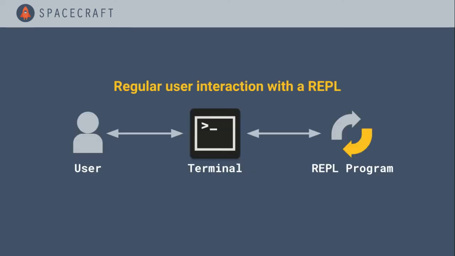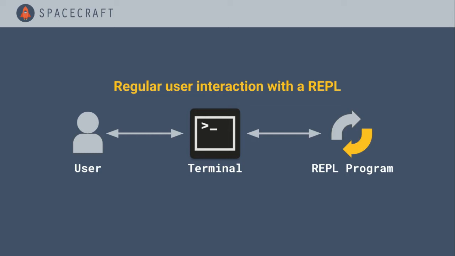To just recap what I just said, we can expect a regular user interaction with a REPL to look something like this. Let's say you're spinning up IRB, you will enter some command into the terminal, and the terminal will send the input to the REPL program, which is IRB. The REPL program will then communicate with the terminal, which will be displayed to the user.